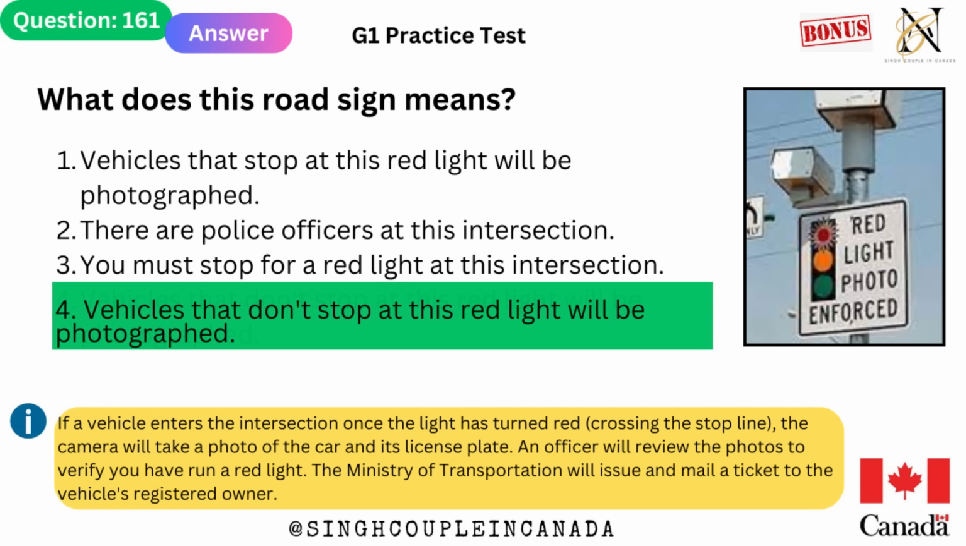If a vehicle enters the intersection once the light has turned red, crossing the stop line, the camera will take a photo of the car and its license plate. An officer will review the photos to verify you have run a red light. The Ministry of Transportation will issue and mail a ticket to the vehicle's registered owner.